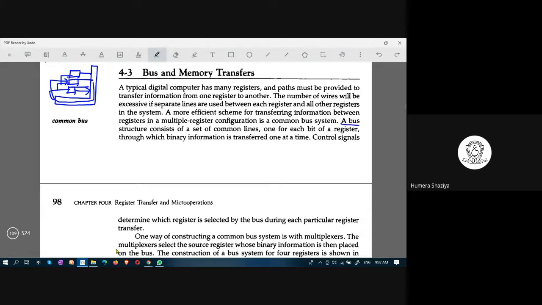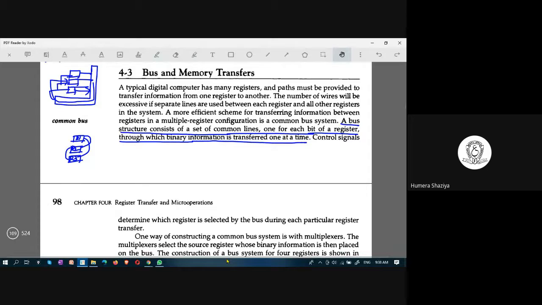So a bus structure consists of a set of common lines, one for each bit of a register, through which binary information is transferred one at a time. And bus is an efficient mechanism. If you don't use a bus, then you have to have a separate set of lines between every pair of registers. Consider this is R1, R2, R3. R1 has to be connected separately with R2 and R3. R2 has to be connected separately with R3 and R1.